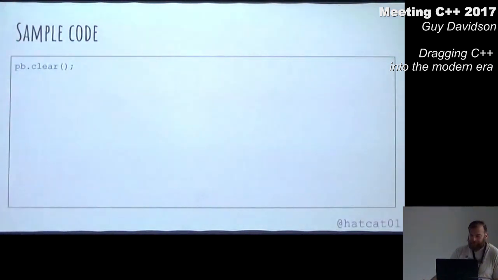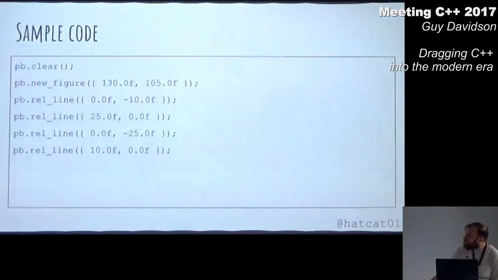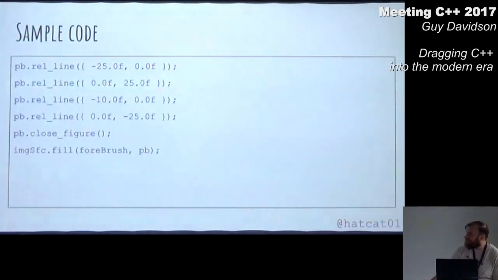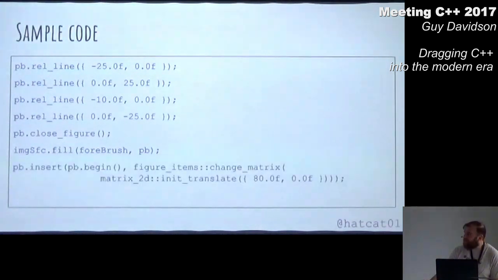Now we clear the path buffer, start again with a new figure. Draw some lines, quite a lot of lines, and some more lines. Close the figure. Now we do a fill. Okay? Now, for the cunning part, we put a translation at the front of the path buffer, and then we fill the region again.